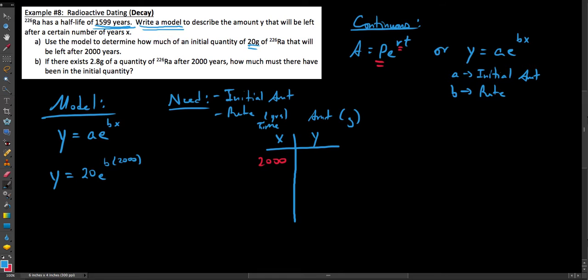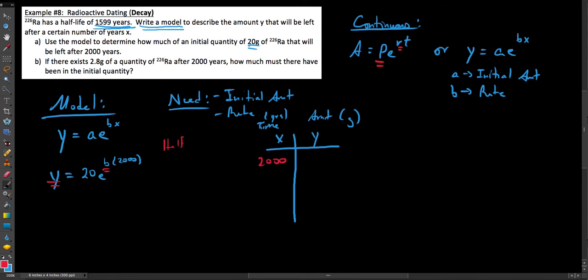So now the weird thing here is that we kind of have two unknowns. We don't know how much would be left, and at the same time we don't know the rate. So how are we going to figure this out? This is a really hard thing. We actually have two unknowns. And so here's where the half-life comes into play.